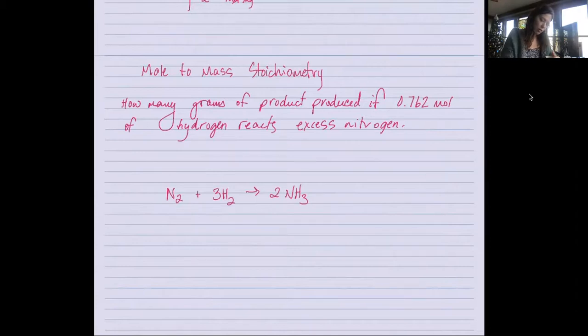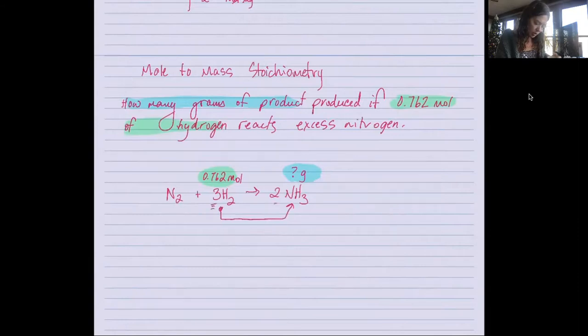So let's look at what we're given. We are given 0.762 moles of hydrogen. So I'm going to write that right here, right? 0.762 moles. And then I'm going to look at what I'm asked for. And I'm going to see how many grams of product. So that's a mass of product. So I'm going to write question grams here. So I see that I have stoichiometry. I'm given hydrogen. I'm asked about ammonia. I need to go from here to here. I do that by using my mole ratio, which is 3 to 2. And I always start my T-chart with what I have.